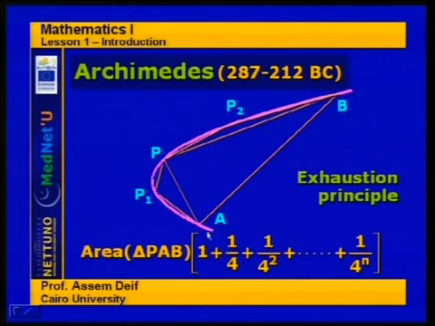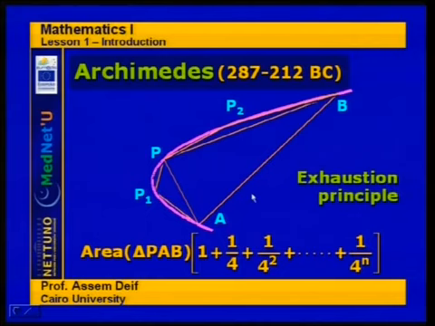A parabola is when you cut a cone with a plane parallel to the directrix. You get a parabola. If the plane is perpendicular to the base, you get a hyperbola, whereas if it is inclined to the base, you get an ellipse. So in fact, what Archimedes did was he tried to calculate the inside area of this parabola.